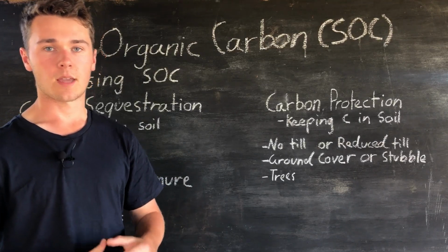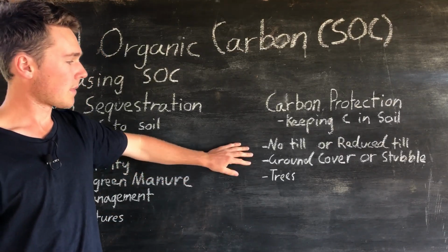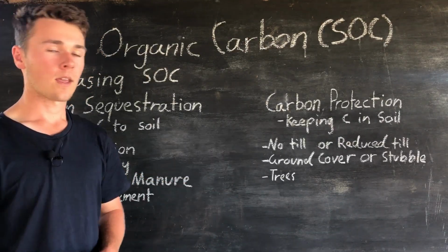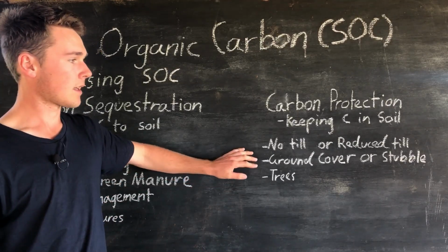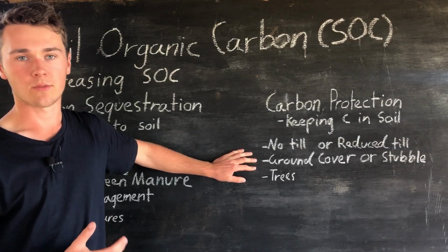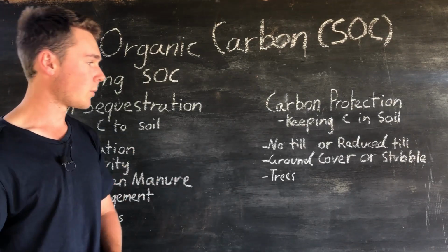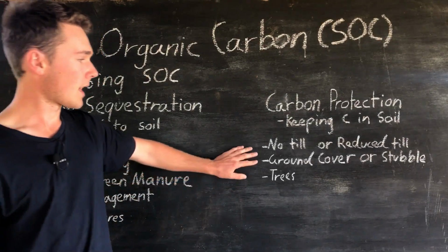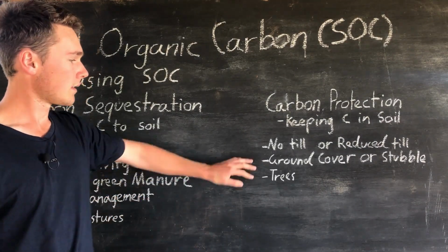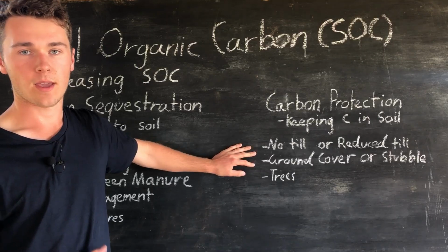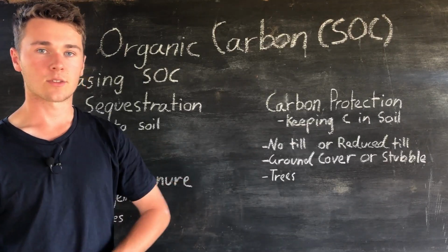Another way that we can keep carbon in our soil is maintaining ground cover or stubble. This is more for reducing erosion, as ground cover and stubble will reduce the erosive impact of rain and wind. We've got a video out on ground cover, which I would recommend. It tells you everything you need to know about ground cover and protecting your soil from erosion.